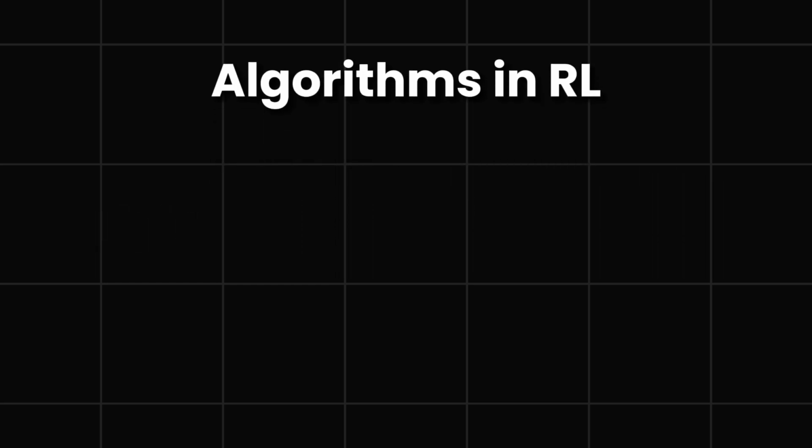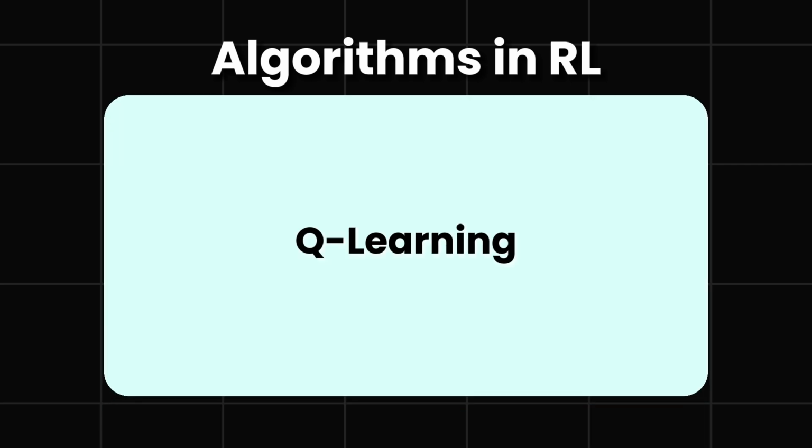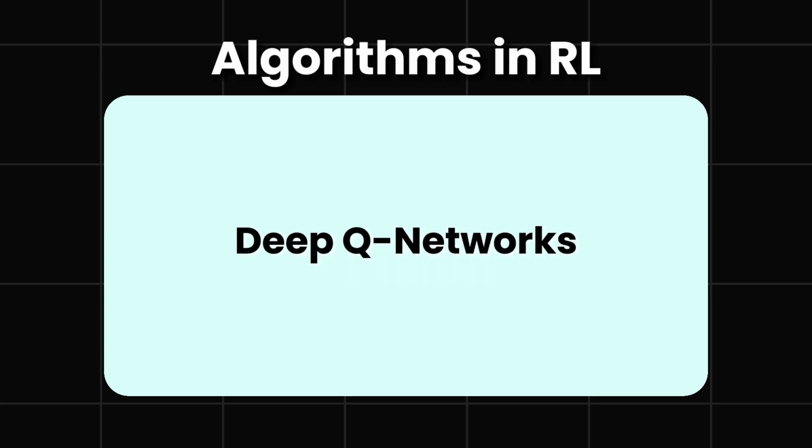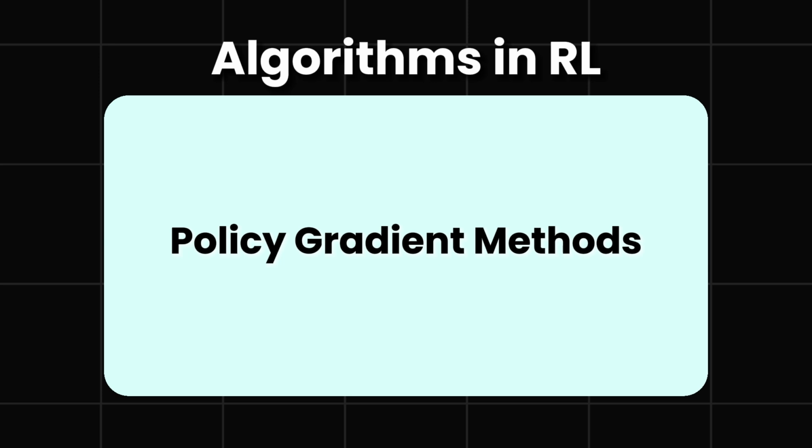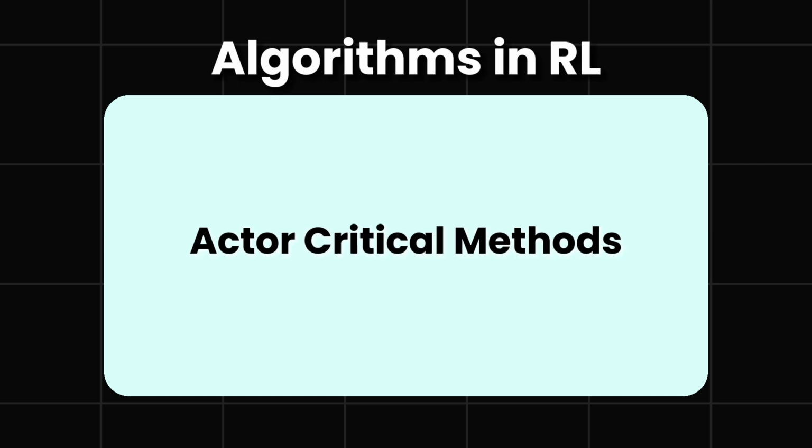The algorithms used in reinforcement learning include Q-learning. It is an off-policy algorithm that learns the value of actions in particular states. There are deep Q networks, which combine Q-learning with deep neural networks to handle high-dimensional state spaces. We have the policy gradient methods, which directly optimize the policy by adjusting the parameters in the direction that increases expected reward. And finally, actor-critic methods, which combine value function approximation and policy gradient methods using both an actor and a critic. The actor being a policy and a critic being a value function.